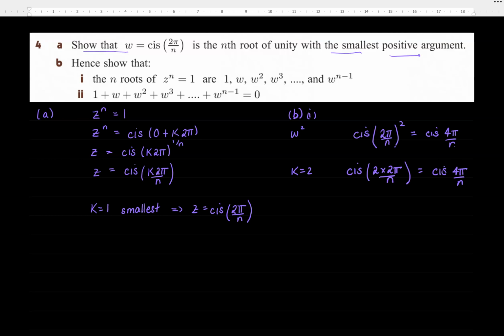And I guess you can keep on doing it and then maybe do it for when k is n take 1. I don't know. That's a bit of a stupid one. So I wouldn't worry too much about question 4.